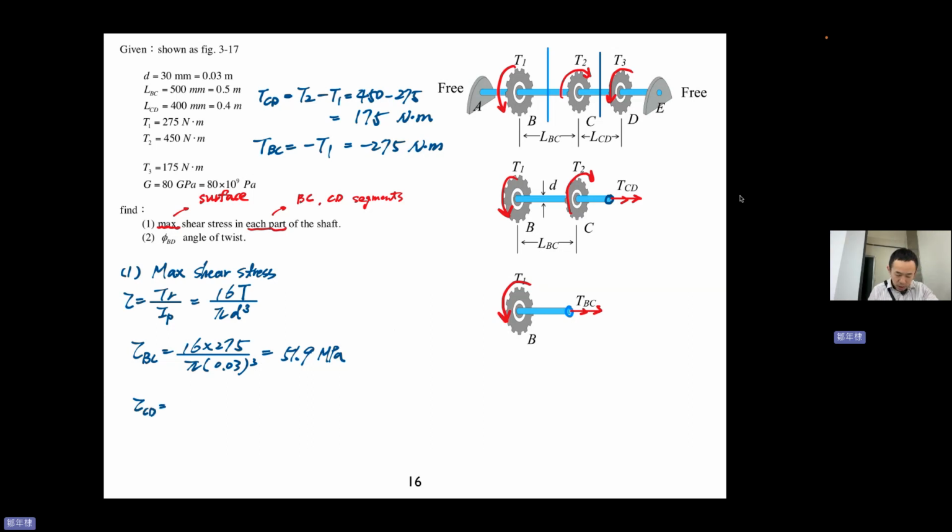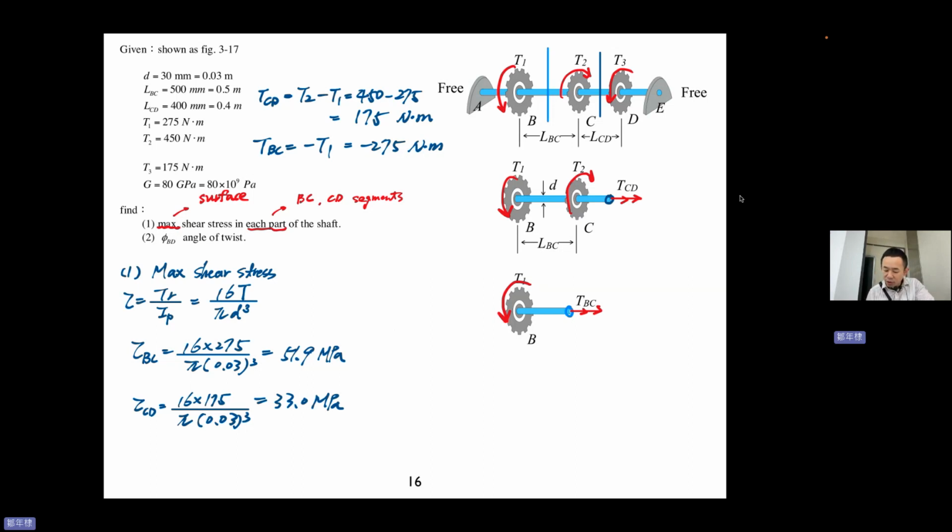Tau CD equals 16 times 175 over pi times 0.033, which equals 33.0 MPa. Okay, so this is the BC part and the CD part, and you will have 51.9 and 33.0 MPa. So this is the maximum shear stress, or you can say the shear stress on the surface.